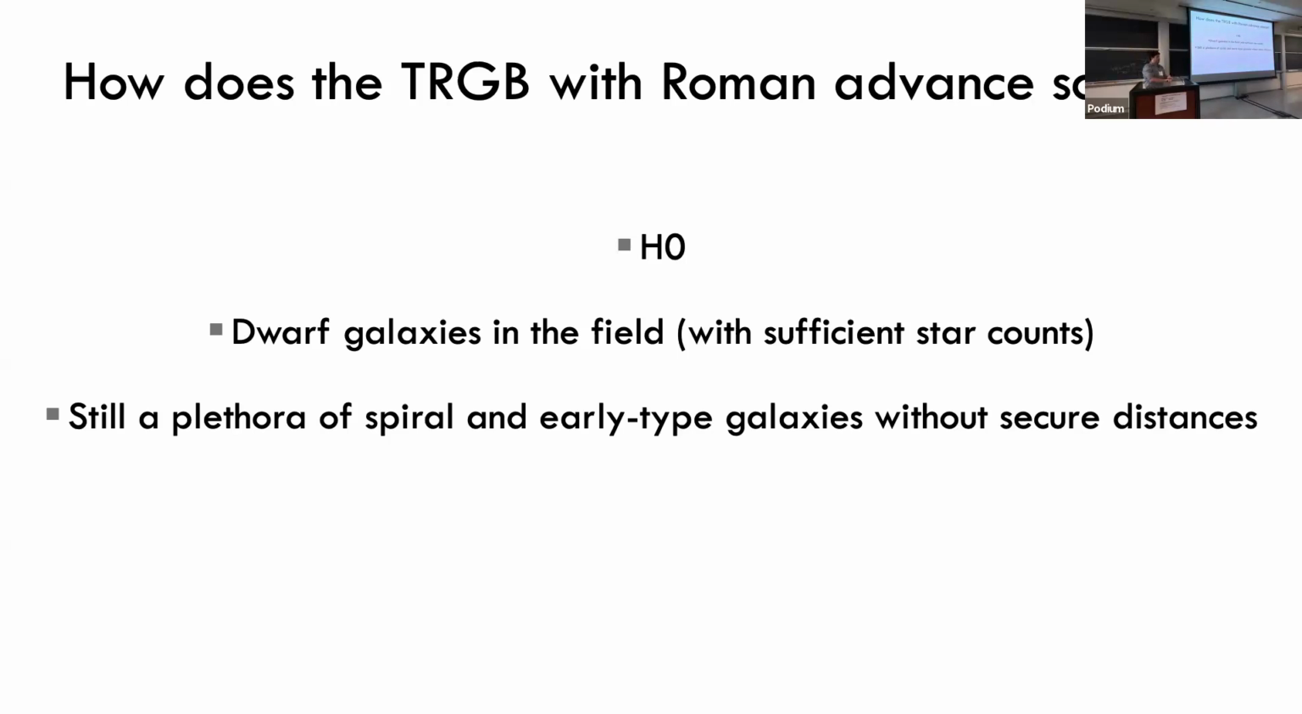We will be, hopefully, and I expect many dwarf galaxies in the field to be discovered. And so with Roman, we can measure the TRGB distances to these galaxies readily. And there are still a plethora of spiral and early type galaxies that do not have secure distances that we will be able to do this with Roman.